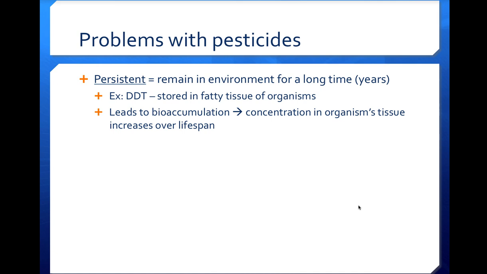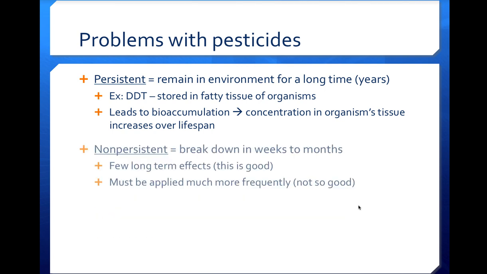So when it's very young, it may not have very many pesticides stored in its tissue, but by the time it has led a full life and dies, the pesticide level in that organism's tissue is going to be much higher. Now, we also have non-persistent pesticides. These break down in weeks to months, which is better. That means that they have fewer long-term effects on the environment, which is a good thing. However, they must be applied much more frequently in order to be effective, which is not so good. So we do still see environmental impacts of non-persistent pesticides simply because we have to keep applying them to the fields so frequently.